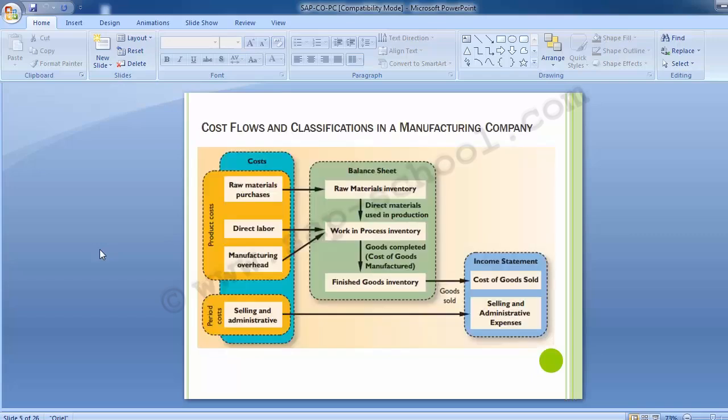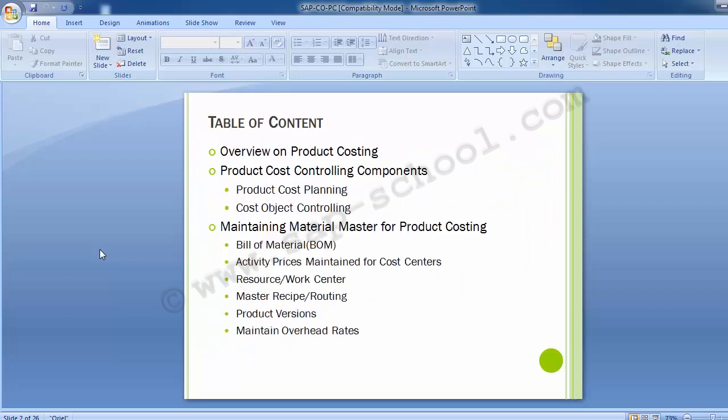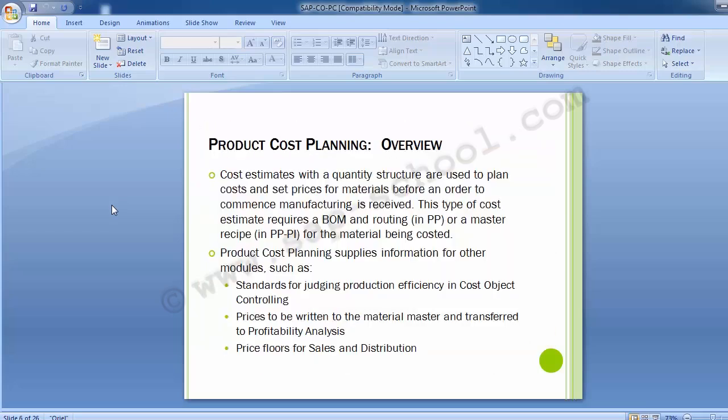Now moving on to the next, the cost center components. As in the table of contents, we discussed that product cost controlling has been divided into two components. One is product cost planning and another is cost object controlling. So let's see what product cost planning is all about and what cost object controlling is all about. Product cost planning.